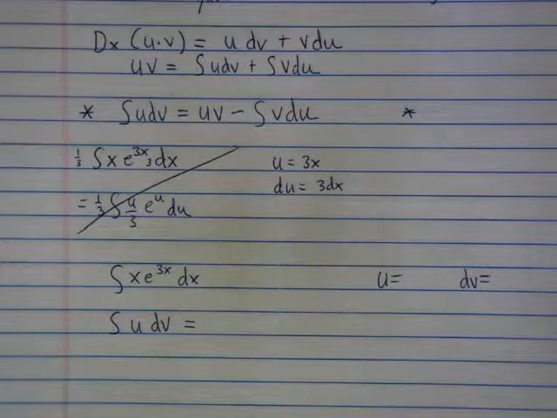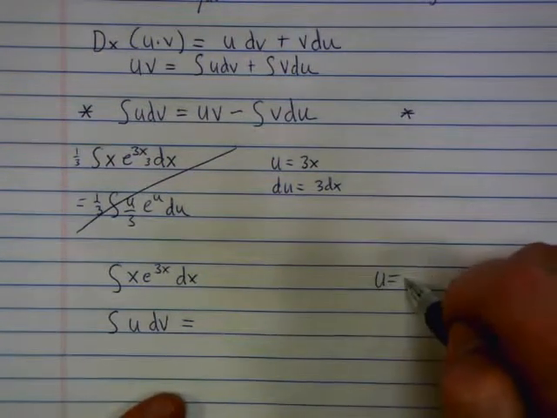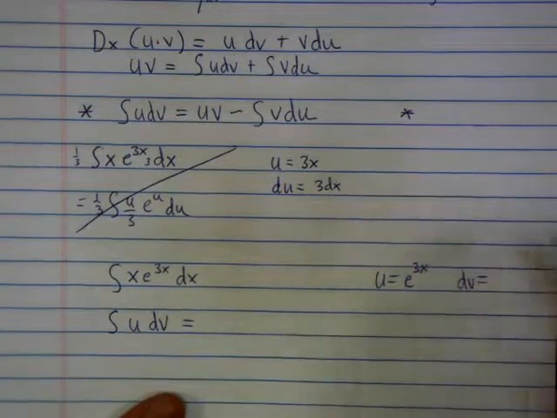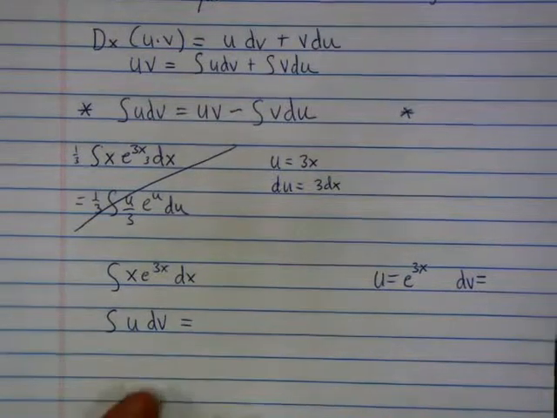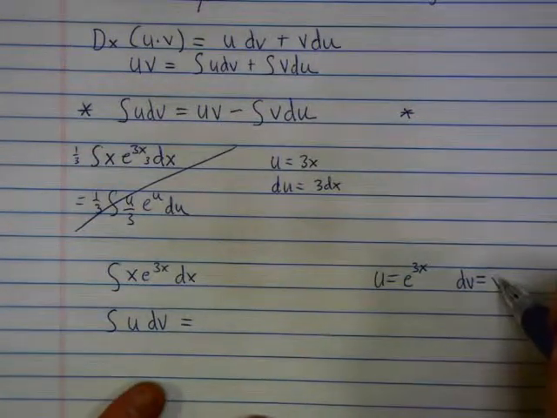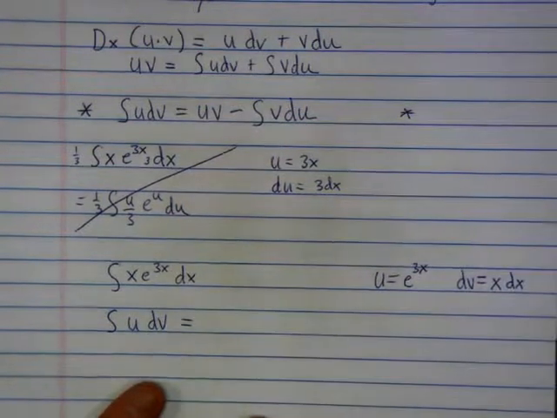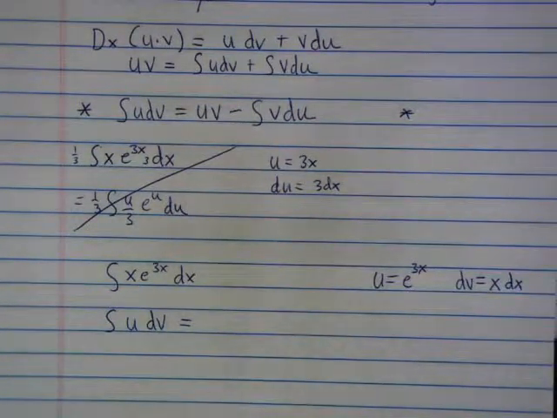So the wrong thing to do is to let u be e to the 3x. That's not going to solve anything, and we'll see why that's wrong. So dv is everything left, which would be x dx. So we made our guess. Sometimes you guess right, sometimes you guess wrong. That's just the way it goes.